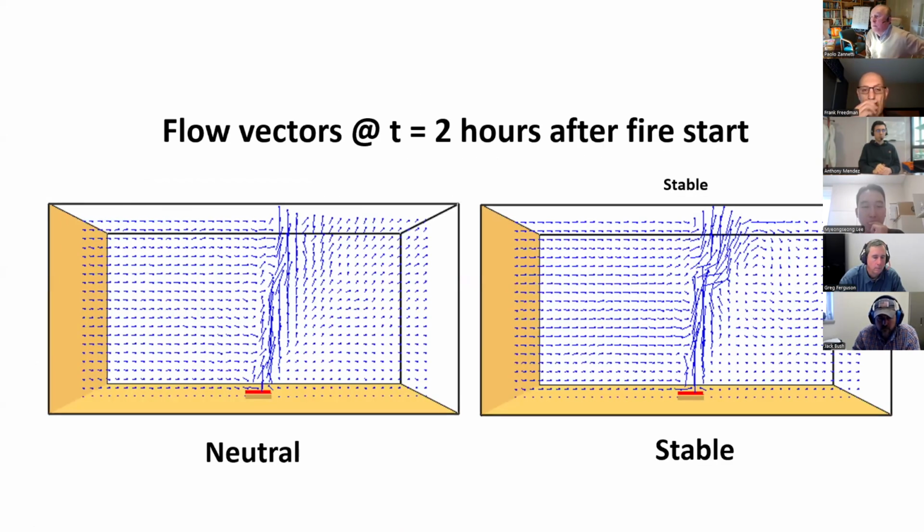Flow vectors at T equals 2 hours after the fire start highlight, in both cases, these secondary circulations due to the fire that get induced that the CFD captures, and the differences in how those develop between neutral and stable. And again, down here, this is the square pool, the source of the fire.